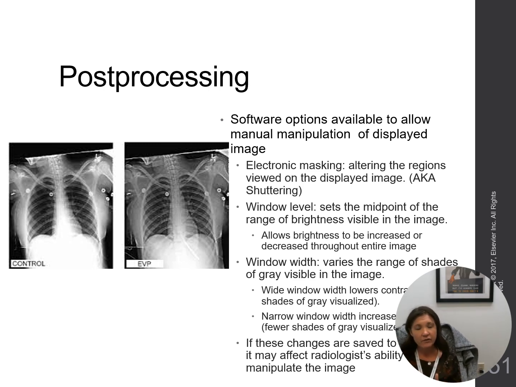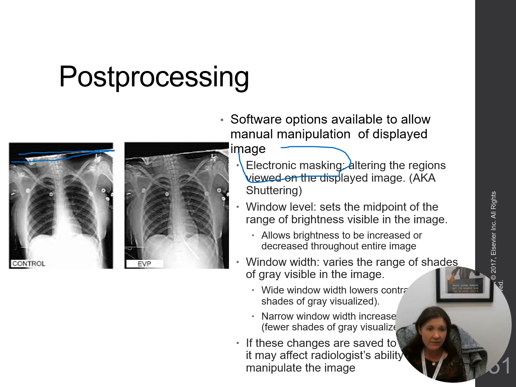So there's software options that allow us to manipulate the image. So this would be windowing, it would be leveling, it would be electronic masking, which I don't want to see you doing, right? Here you see a person that has actually done a pretty decent job electronic masking. They brought the mask right to the edge of the image, but they didn't cover up any anatomy. That's fine. When you start covering up anatomy, that is absolutely not fine.